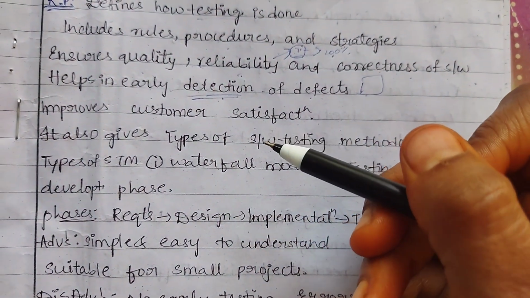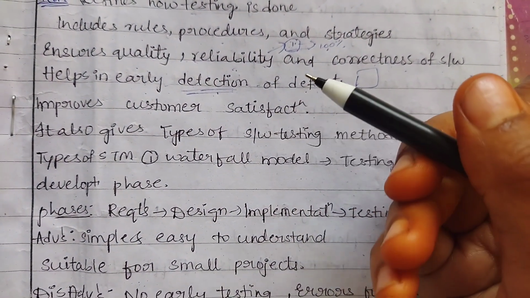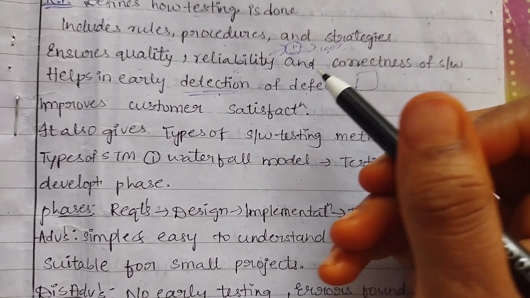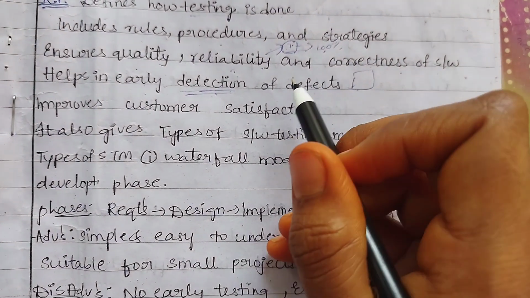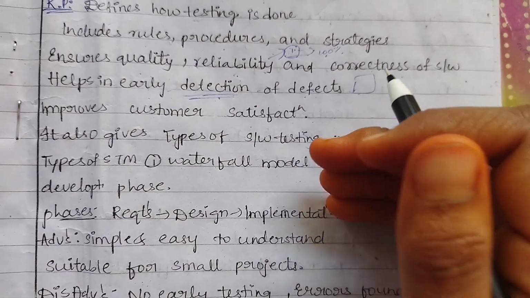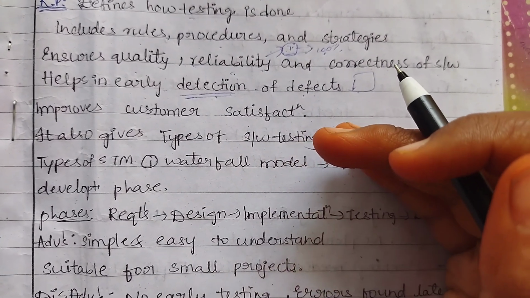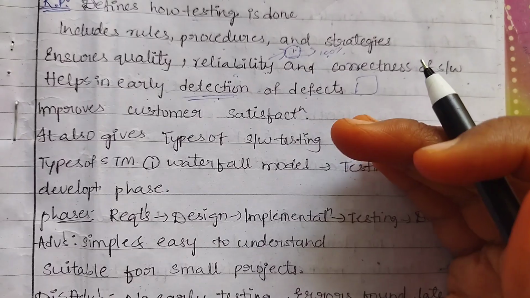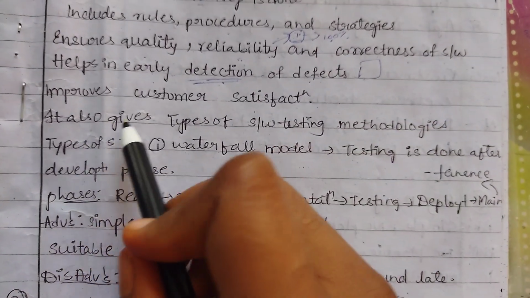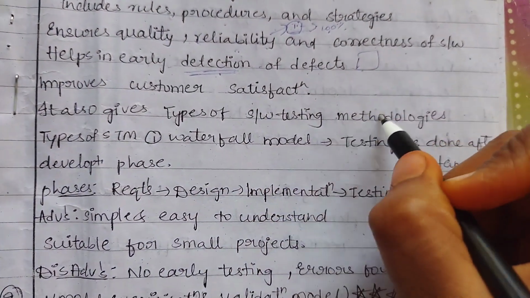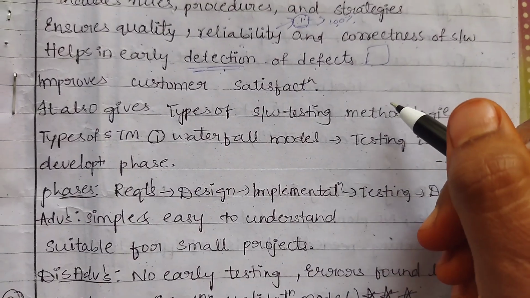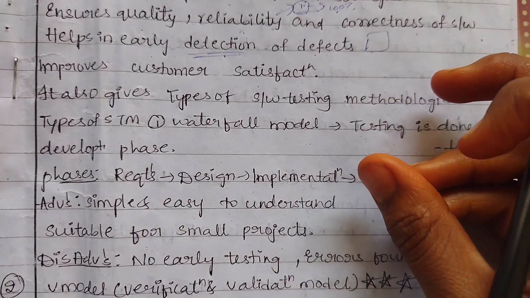If the customer is not satisfied with the software quality, then again we will go through the steps and continue the process until it reaches the customer satisfaction level. It also gives types of software testing methodologies, some types of STM methods.